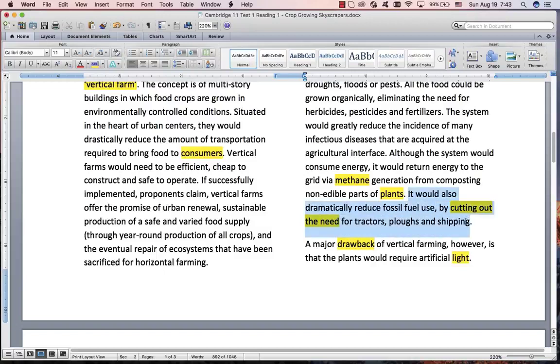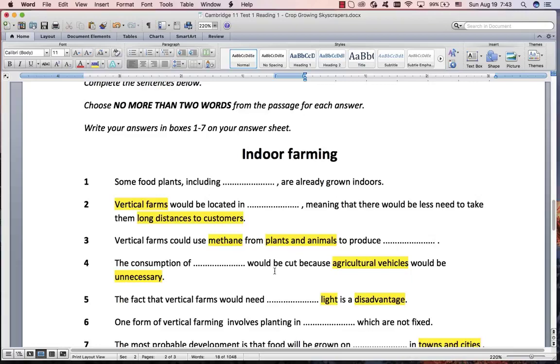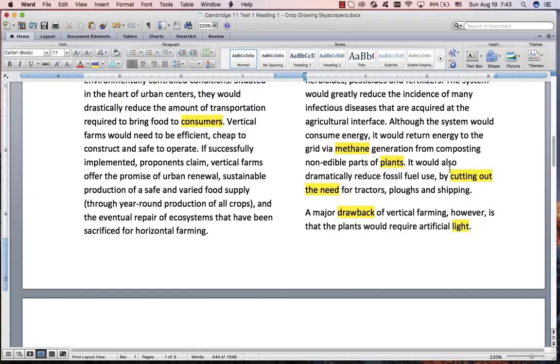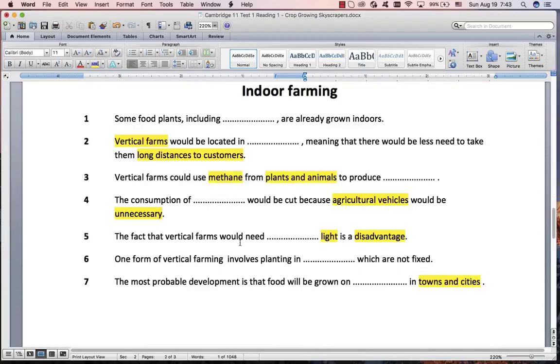That tells us that the agricultural vehicles is somewhere in the sentence. It can only be because in these gap fills, they always go in order. So we want unnecessary and we want agricultural vehicles. Unnecessary, cut out the need for. And agricultural vehicles, maybe you know, maybe you don't. You don't need to know a tractor. It's the kind of vehicle that we use on a farm to pull things.